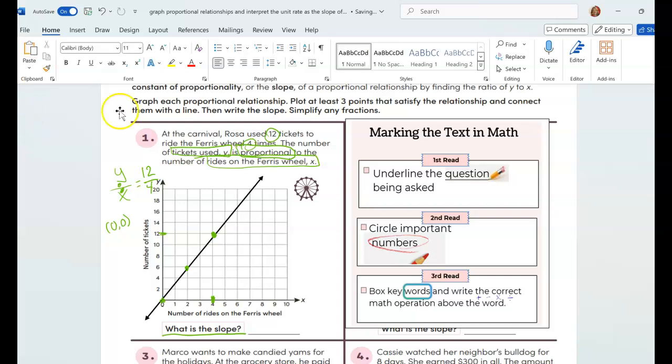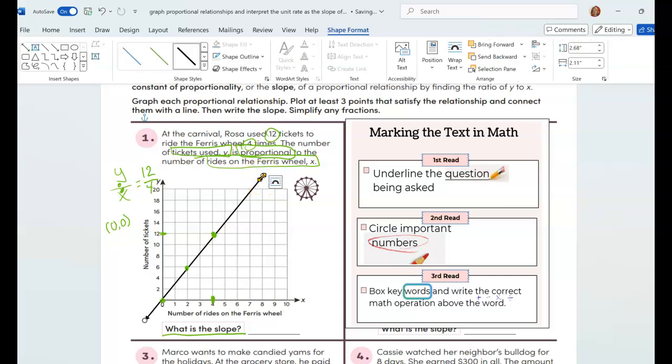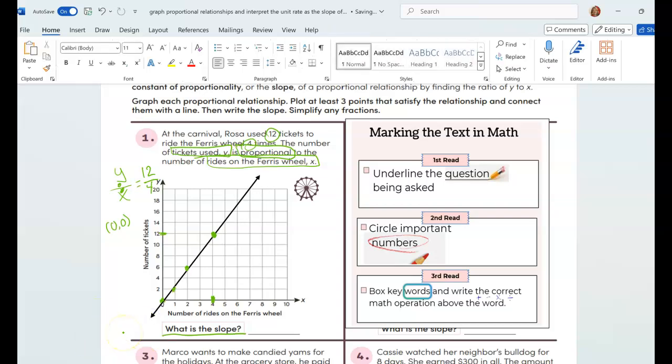2. It's not quite perfect though. Move it over. There, that's a lot better. 2 to 1. You need 2 tickets for 1 ride on the Ferris wheel. Yeah, we could keep marking those points there. So what is the slope?